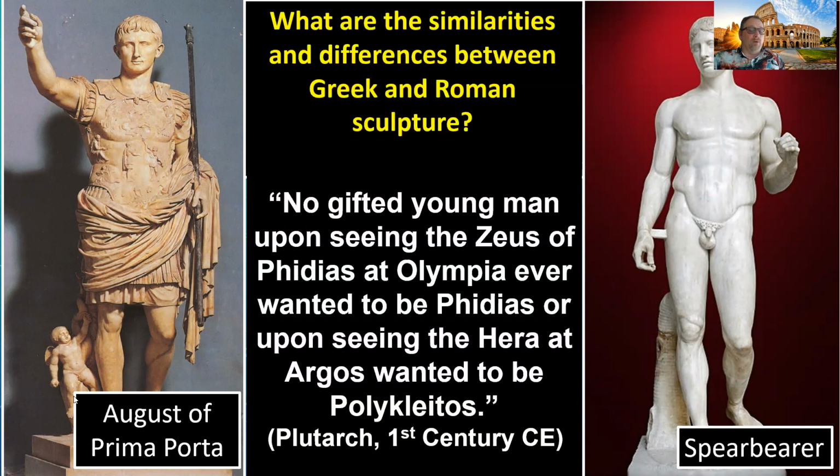So a Roman individual that was gifted, looking upon a Greek sculpture, even one of the most important ones in the world, would not want to be Greek. Or upon seeing the Hera at Argos, wanted to be Polykleitos. So even though Polykleitos is arguably the greatest sculptor that had ever lived, maybe outside of Phidias, up until that point, no Roman man would want that. Why? That's copying. We want to do what is Roman, what is right, not what is intellectually inferior, which they thought of the Greek civilization.